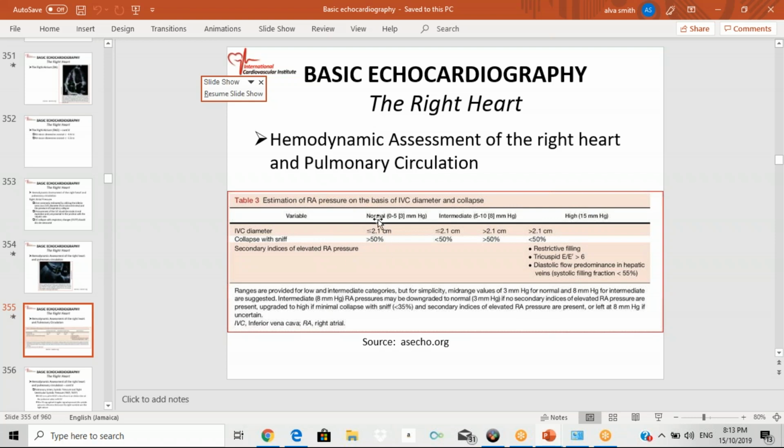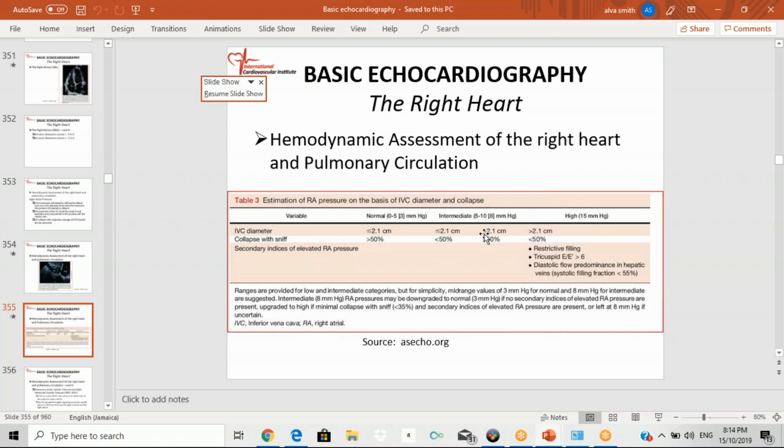For a normal right atrial pressure, the IVC is usually less than or equal to 2.1 centimeters, and you'll get more than 50% inspiratory collapse, or collapse with a sniff. Okay, so you need to know the two extremes: what's normal, what's high. Anything that falls in between is intermediate, and we usually give the right atrial pressure 8 millimeters of mercury.